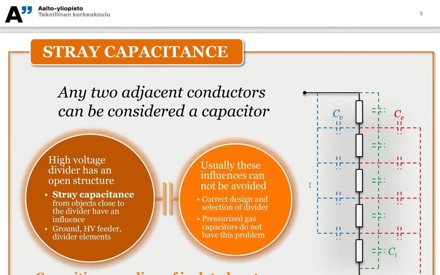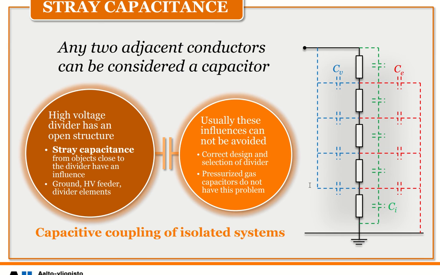Okay, so the next part is the stray capacitance. So what is the stray capacitance? This is the capacitive coupling of an isolated system. The capacitive coupling and leads to adjacent conductors can be considered a capacitance. If you have any separation of two conductors, it is considered a capacitor because they have some gaps here. So this will produce a stray capacitor.